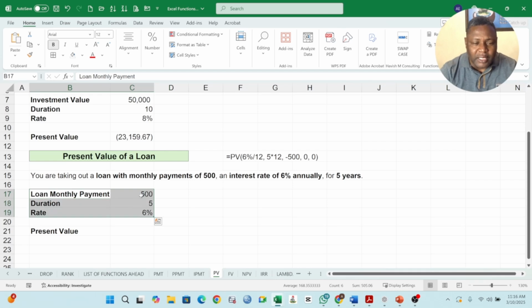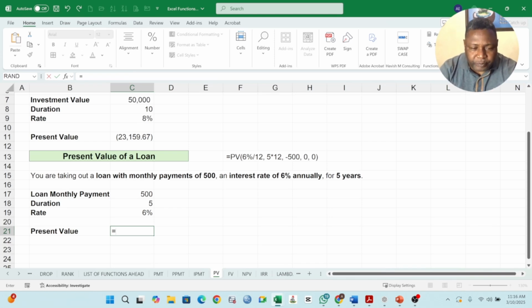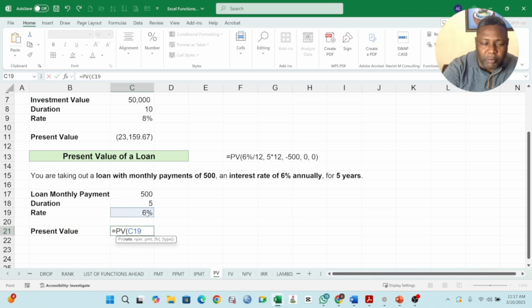So we've split out the values. We have the loan monthly payment 500, duration is 5 years, and then the rate is 6%. Because we are dealing with monthly payment, our formula is going to include that our solution will be in monthly. Okay. So we go with present value. Then we pick our rate, and because it's monthly, we are dividing the rate by 12.